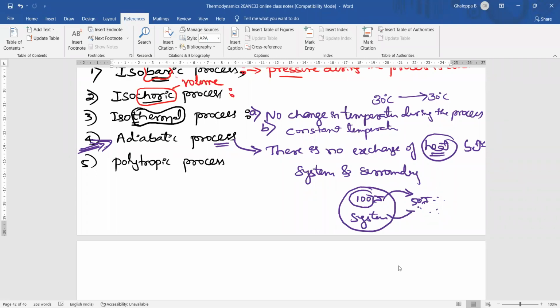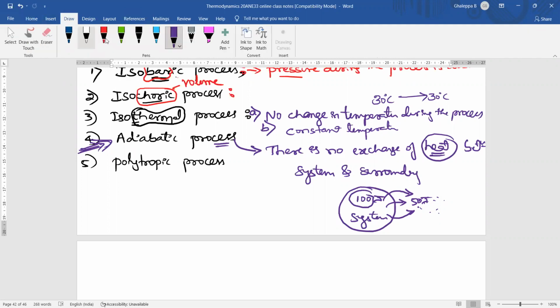Your body is continuously rejecting heat to the surrounding. So once your body rejects heat to the surrounding, you will sense cold. So what will you do? You'll wear a sweater. Understood? So, for example, if you wear a sweater, assume that this is a sweater on your body. You are wearing a sweater, so the system is your body, correct? That sweater will resist, it will stop the exchange of heat from your body to the surrounding. So this cloth, that is the sweater, acts as an adiabatic process.